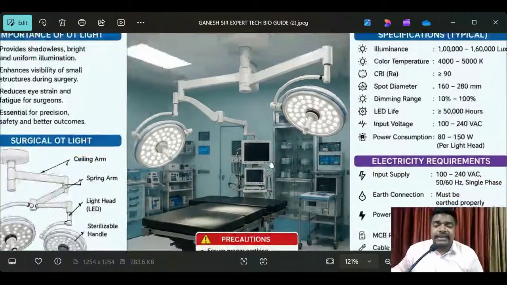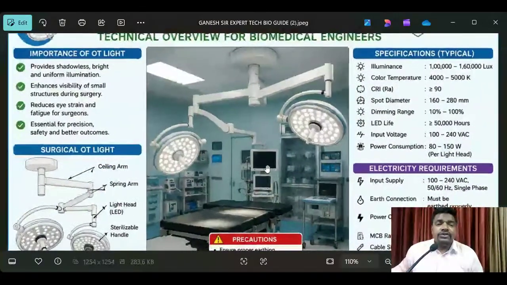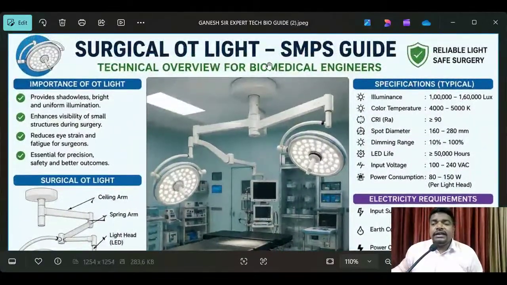See here, in the operation theater, how it looks. I'm going to show you the surgical OT light SMPS guide. In this OT light, the SMPS is a very important, precious part. Without the power supply, we cannot even switch on the medical equipment.